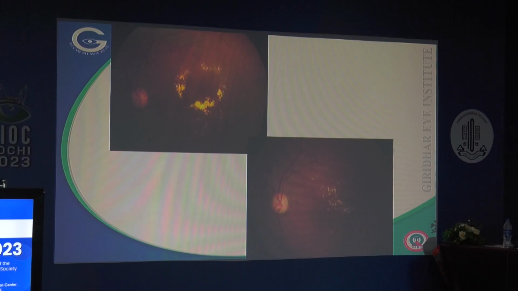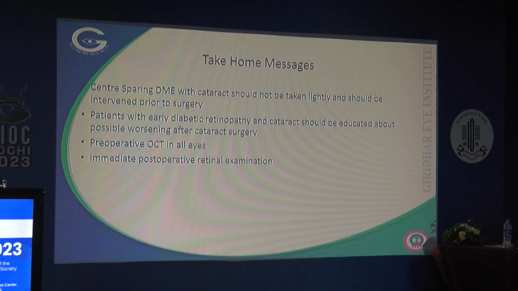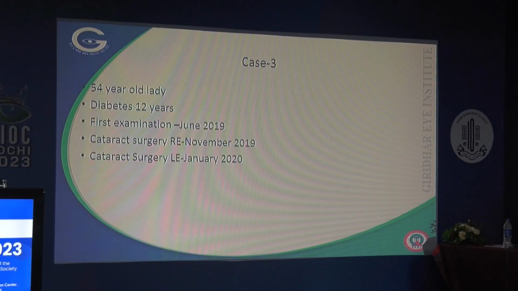You can see the left eye, how it was immediately after the cataract on the top side, and on the bottom side you can see the hard exudates have significantly decreased. Therefore, I would like to say that the center sparing DME also in patients with underlying cataract should not be taken lightly and should be intervened prior to surgery. Probably focal laser photocoagulation can be given to the microaneurysms prior to surgery if it's possible, and preoperative OCT, of course, is important, and immediate postoperative retinal examination is important.